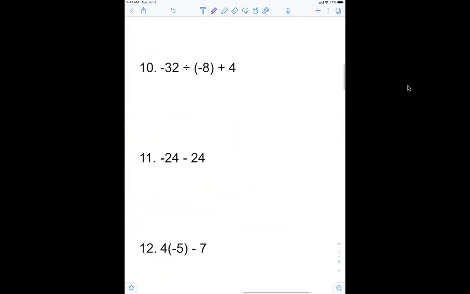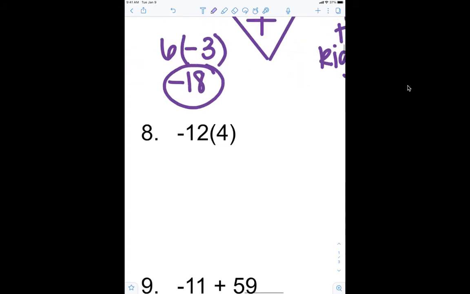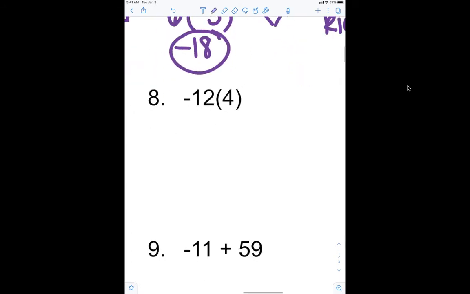Okay, next number. We're going to go all the way up here. This one is just one step, and I know it's multiplying because I've got these parentheses with nothing in between them, so I know this means multiplication. So I'm multiplying negative 12 times 4.